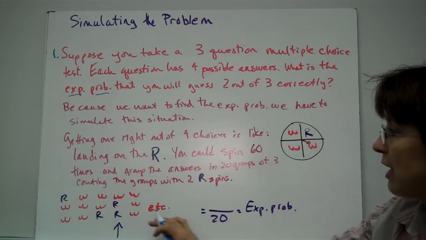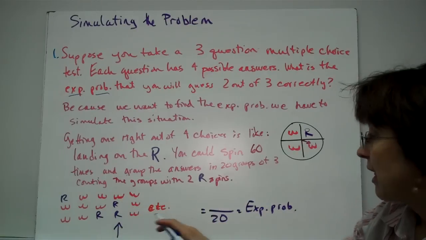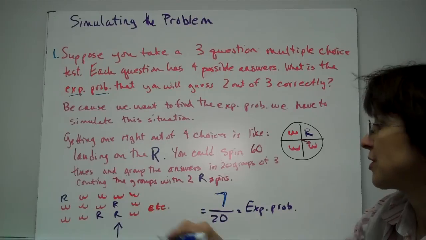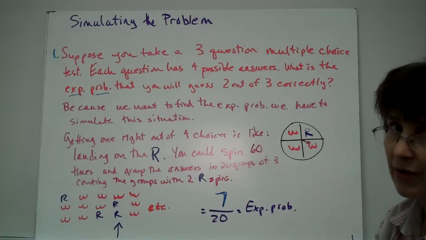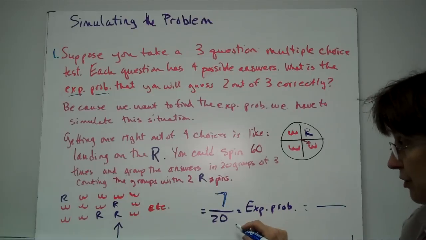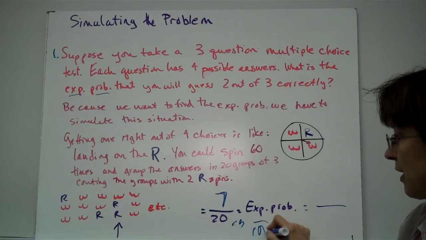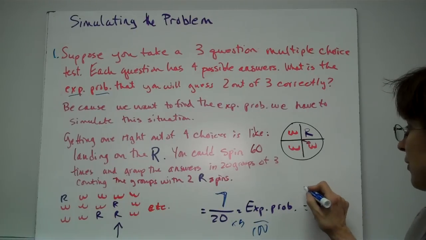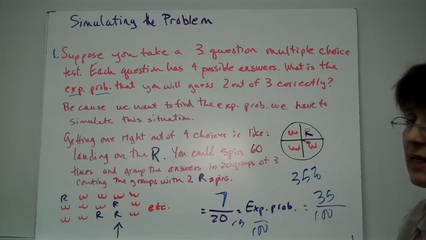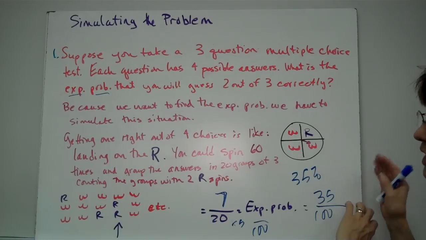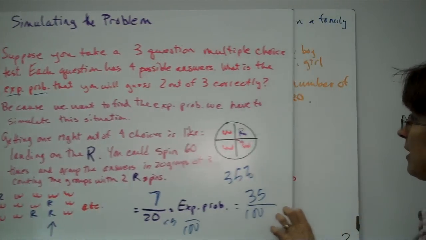However many had 2 R's in them, it might be maybe 7. Your experimental probability would be 7 out of 20. Then, to get the percent, you would multiply that by 5 to get to 100. 7 times 5 is 35 over 100, and that would be 35%. So that's just an example of an experimental probability that you could work out, where you had to simulate the problem. Okay, let's try another one.